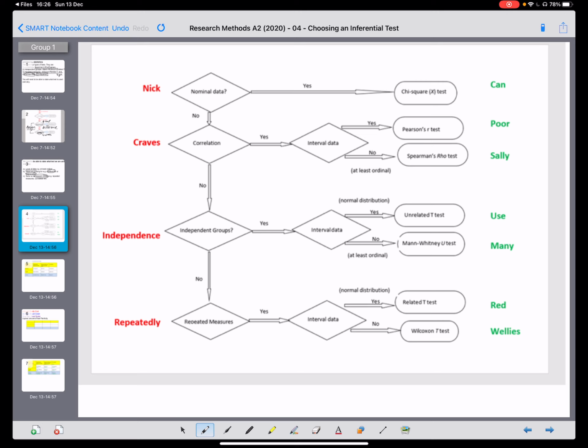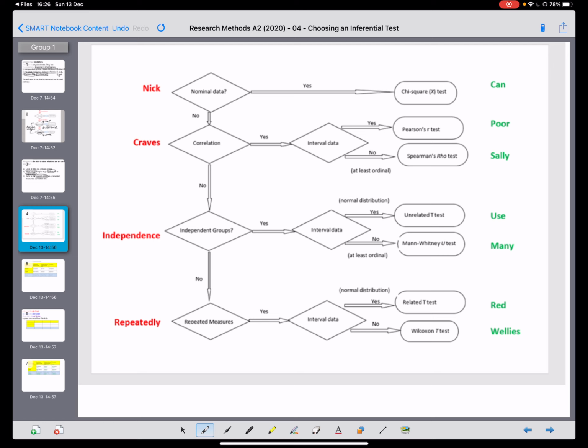And we see actually ultimately the questions remain the same. Is it a nominal data? Yes. Chi-squared? No. Is it a correlation? Yes. Is it interval data? Yes. Pearson's. Is it at least ordinal? No. Spearman's. Okay, we see how each of these have levels of complexities.